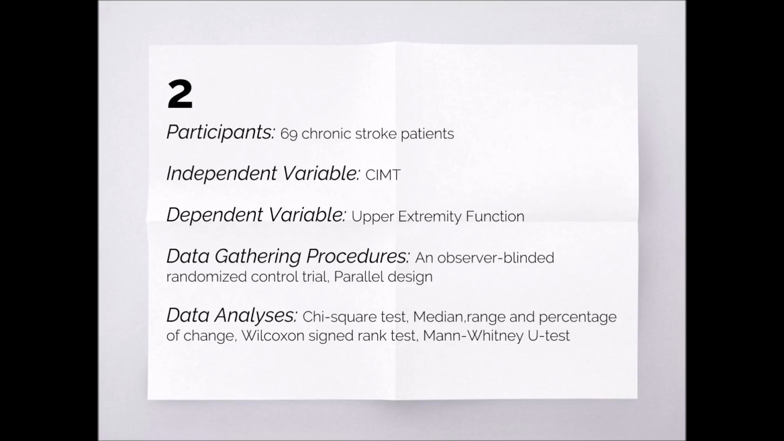Data analyses were chi-square test, median, range, and percentage of change, Wilcoxon signed-rank test, and Mann-Whitney U-test. For Article 3, there were 27 participants: 16 men with a mean age of 58 and 4 women with a mean age of 60 as the experimental group, and 17 participants, 12 men with a mean age of 58 and 5 women with a mean age of 55 as the control group.